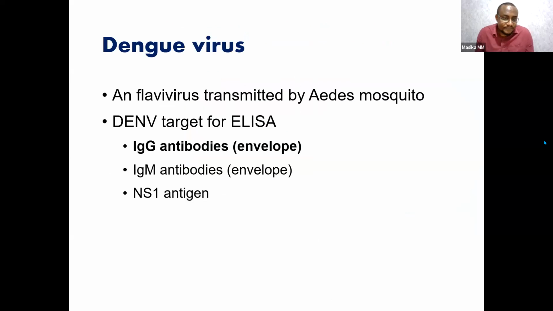So for dengue, this is just like a background. You know it's a flavivirus transmitted by the Aedes mosquito. The target for ELISA can be IgG antibodies, can be IgM, can be NS1 antigen. So for now, let's select IgG antibodies for illustration. You can also have ELISA for NS1 antigen. In fact, when you're doing ELISA for dengue, it's good to do all three at once, using either the same kit or different kits. Most of the time, it's a different kit.